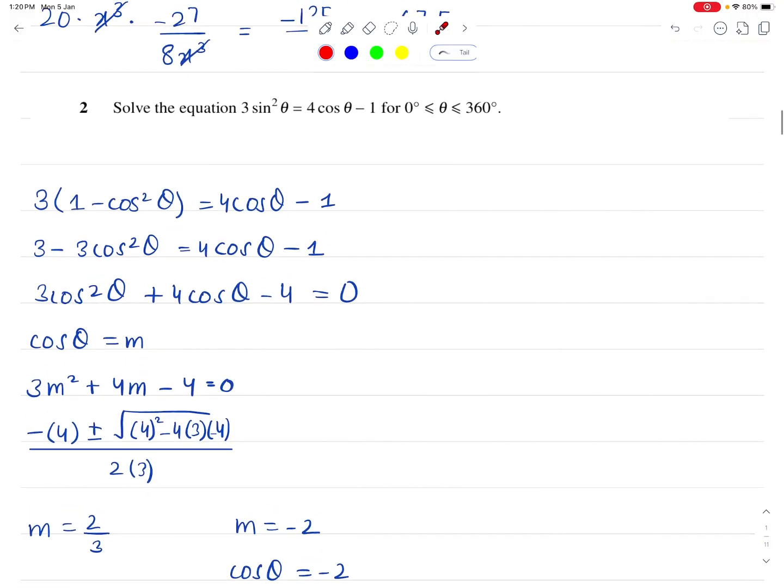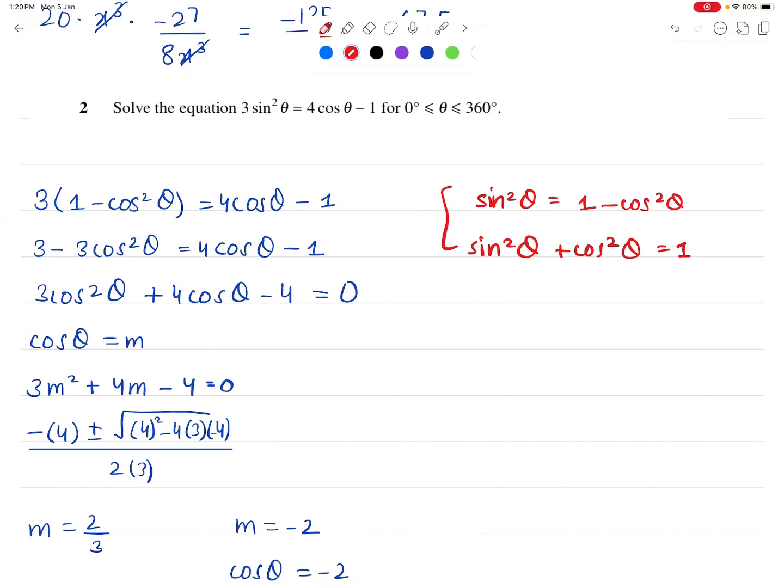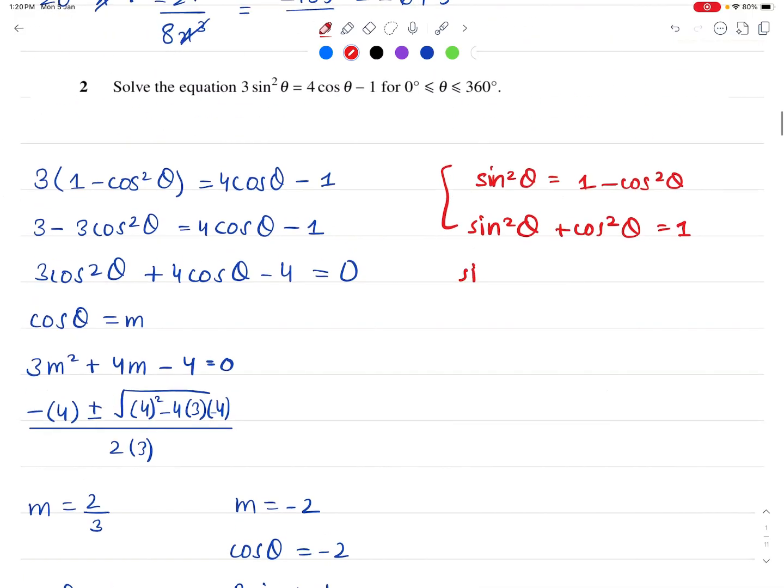It says solve the equation 3 sine square theta is equal to 4 cos theta minus 1 for this given range. First of all, you need to know that there are basically two identities that are included in your AS syllabus, which is sine square theta is equal to 1 minus cos square theta, or basically sine square theta plus cos square theta is equal to 1. This is the same thing. And sine theta over cos theta is equal to tan theta.